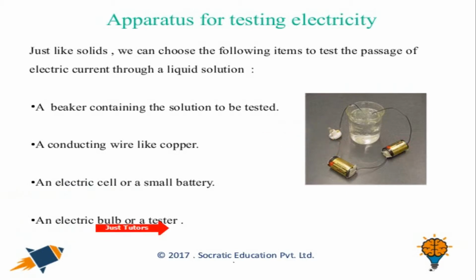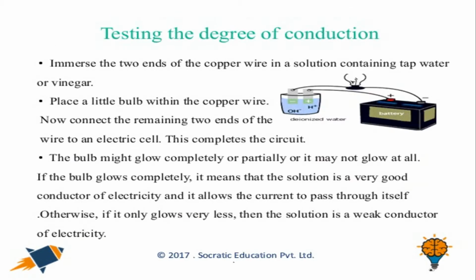If you connect all of them, you'll see that the electric bulb glows. It glows because the water allows electric current to pass through it. That means if the water is not pure, if it is not distilled, it is a good conductor of electricity.